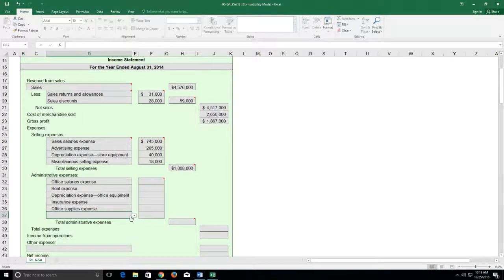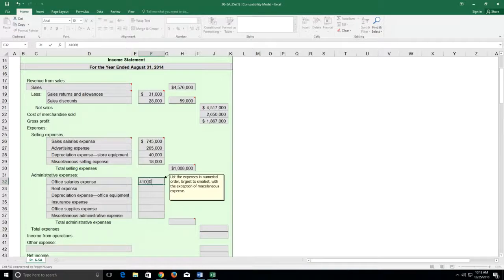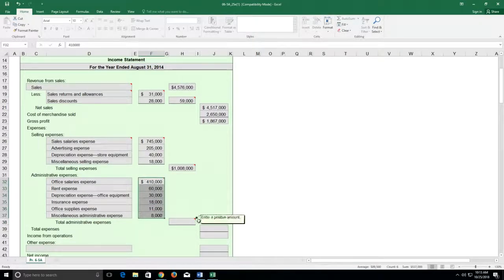And finally, miscellaneous. We're going to deal with that interest expense later that you see hanging out down there. That has nothing to do with the selling or administrative, okay? So we're going to start out with 410, and then we got 60,000, and then 30,000, 18,000, 11,000, and 8,000, for a grand total of 537,000.